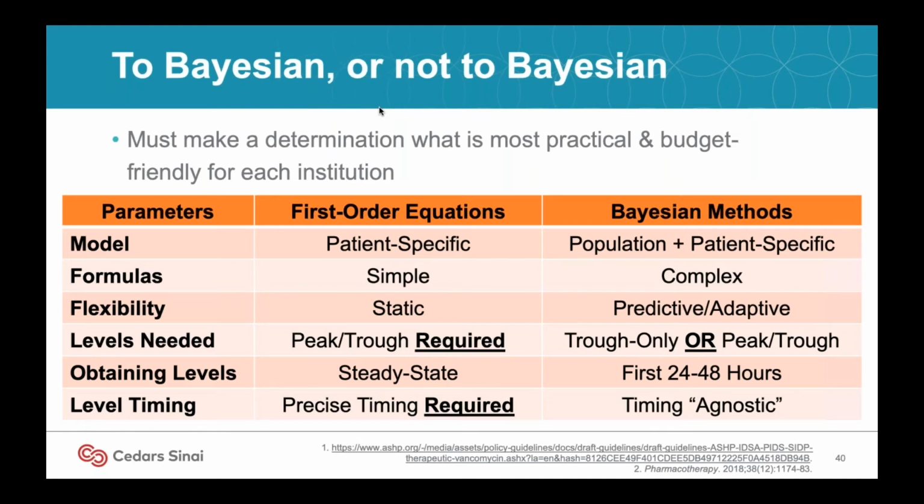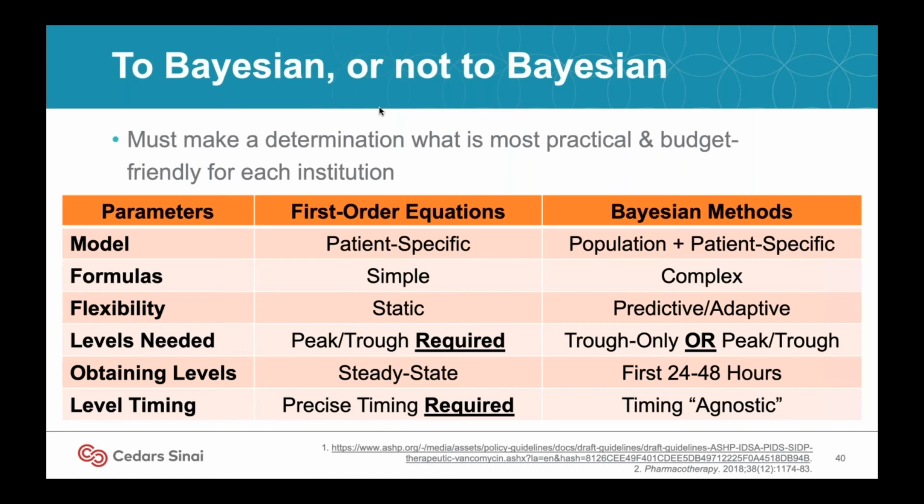Bayesian methods are adaptive and predictive. Rather than requiring two levels to be drawn preferably at steady state, like with the first order equations, Bayesian-based methods can be drawn prior to steady state within the first 24 to 48 hours. There are some considerations around using one or two levels, which we'll discuss shortly.